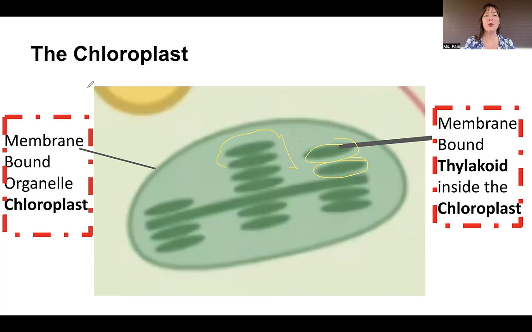That space in between there is called the stroma. That's where the sugar gets made. So the light reactions are in the thylakoid, and the stroma is where the light independent reactions occur. Let's keep going. So we're inside of a leaf, inside of a plant cell, inside of the organelle called the chloroplast.